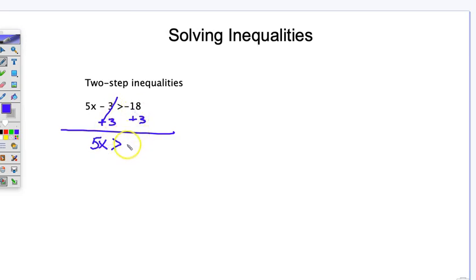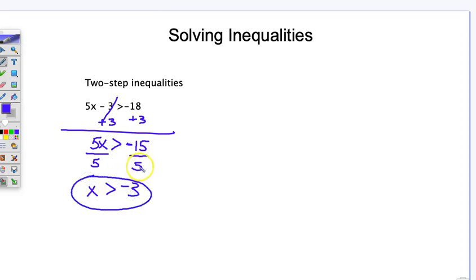Negative 18 plus 3 is negative 15. We need to now divide both sides by 5. And I'm dividing by a positive number, so I'm not going to reverse this inequality. Negative 15 divided by a positive 5 is negative 3. When you're dividing by a positive number, you leave the inequality alone.